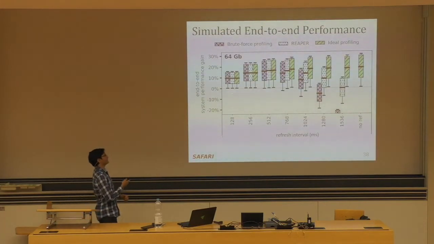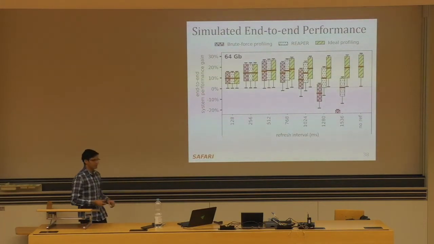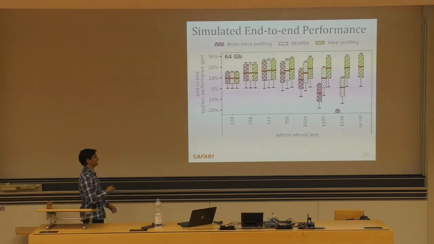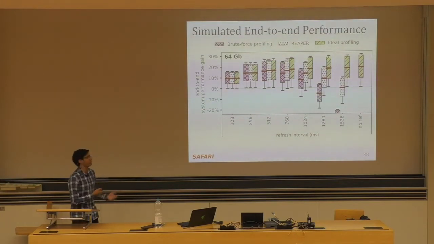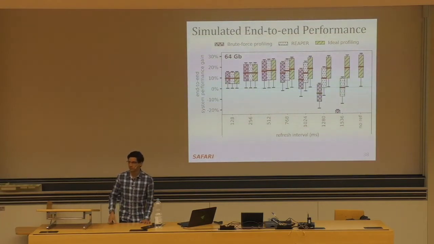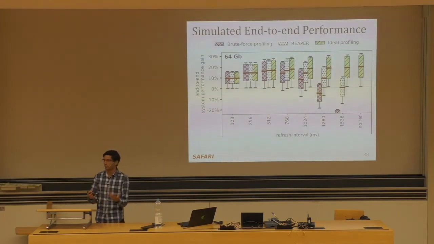For each of these different refresh intervals, we're showing 3 box plots. And it's a box plot because it's showing the distribution of performances across all the workloads we evaluated. So there's 3 box plots for each of these refresh intervals. The leftmost one is the previous best profiling mechanism, which was brute force profiling. The central one represents our mechanism, REAPER, and the rightmost one represents the ideal profiling mechanism, which suffers no performance overheads from having to profile.